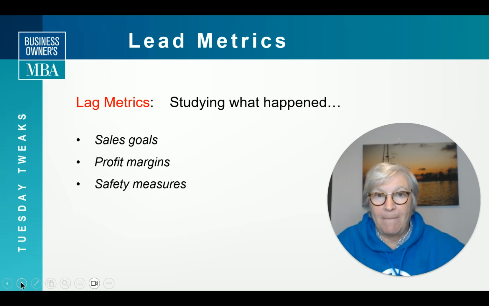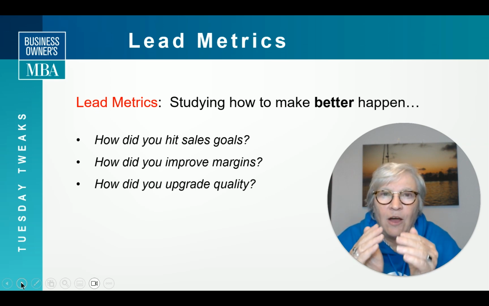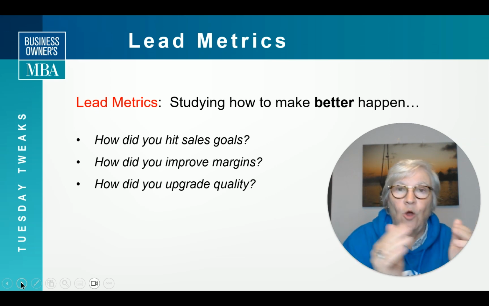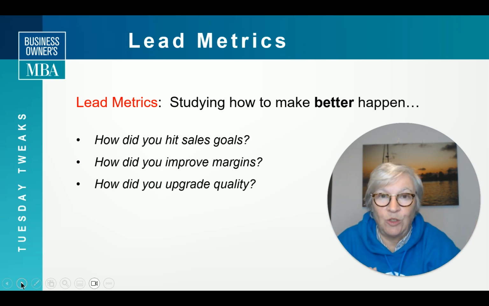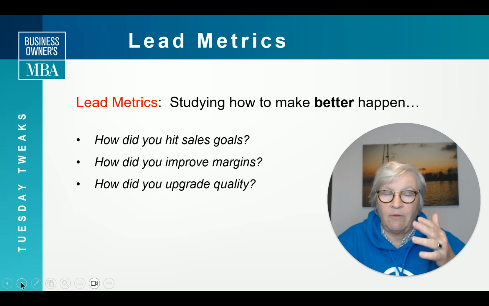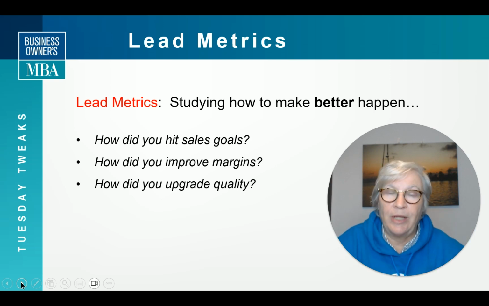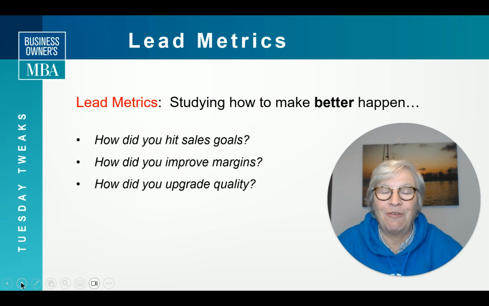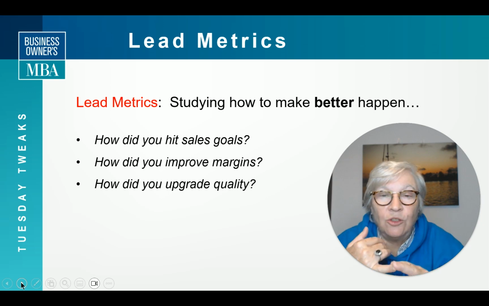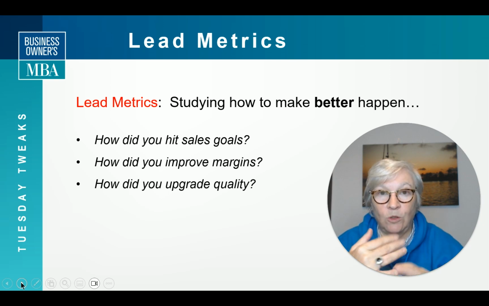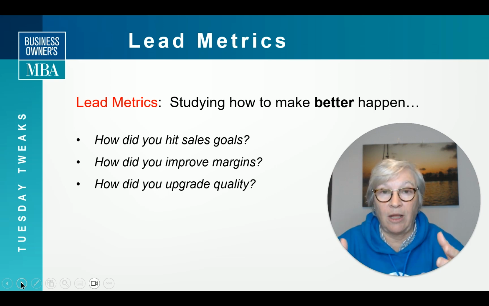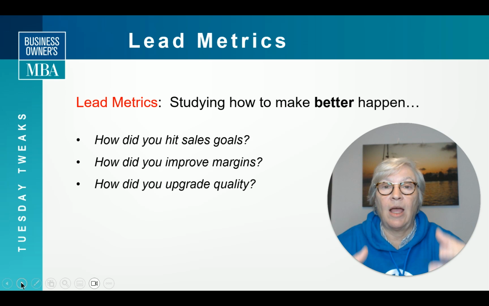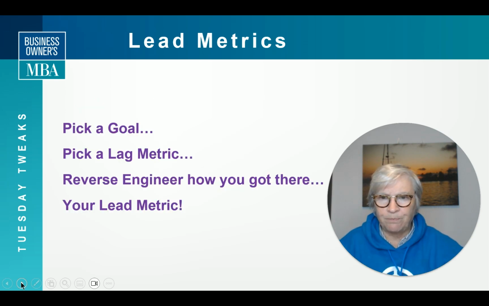So what a lead metric is, it's studying how to make better results happen. What can we do ahead of time to have those results? What performances, what focuses, what numbers do we have to meet in order to have those results, those lag metrics? So, what did you do to improve your sales goals? What did you do to improve your margins? What did you do to improve the quality of your product? What did you do ahead of time to have that result?